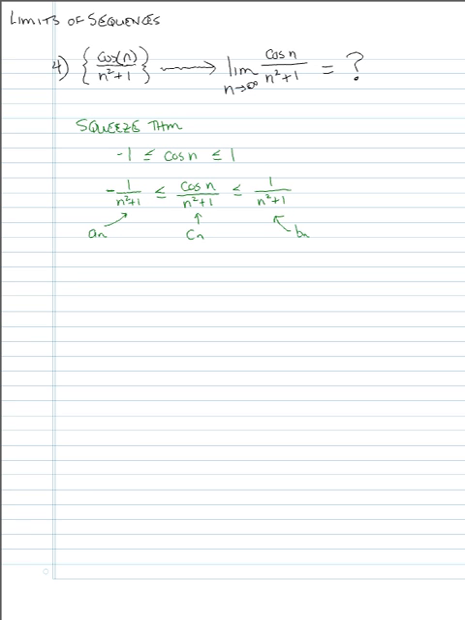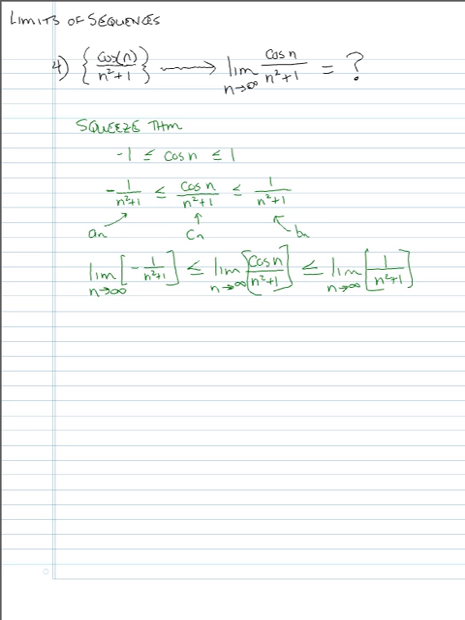So the way we'd actually apply this is to say, okay, let's consider the limit of -1 over n squared plus 1 as n goes to infinity. That's certainly less than or equal to the limit of our sequence, cosine of n over n squared plus 1, as n goes to infinity. And that's certainly less than or equal to the limit of 1 over n squared plus 1. So we've taken the limit all the way through, as n goes to infinity.